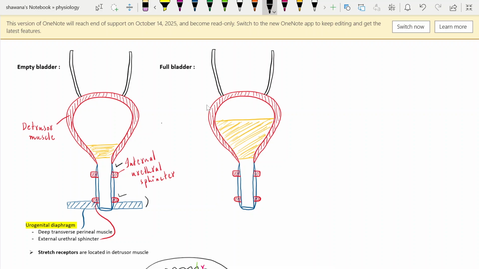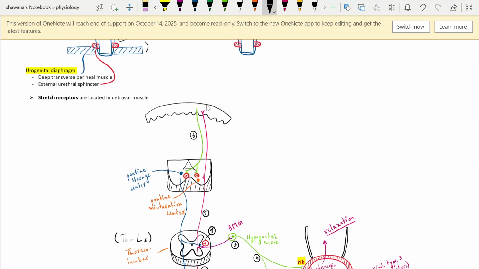As you can see, I have drawn an empty bladder, right? Empty means that maybe 10 to 20 ml of urine is present and it's considered to be empty. And the full bladder is when the urine reaches a capacity of 400 to 500 ml. That is the quantity when the person starts to feel like going to the bathroom, right? So let's get started.